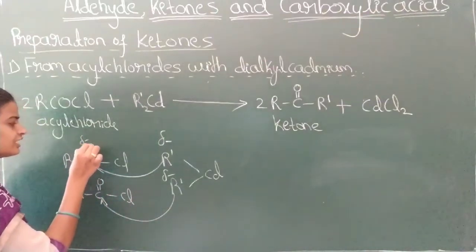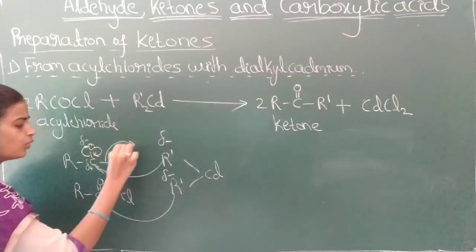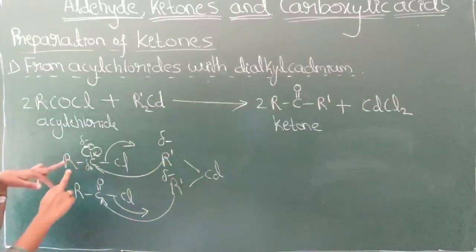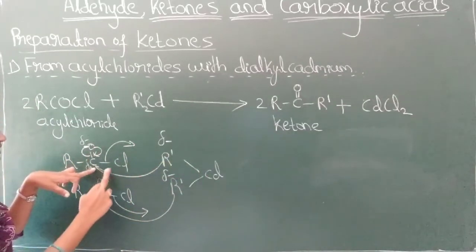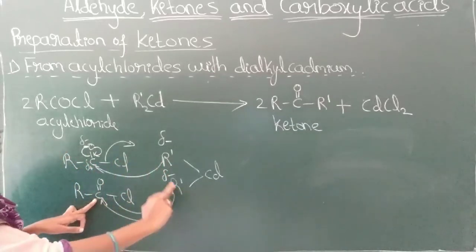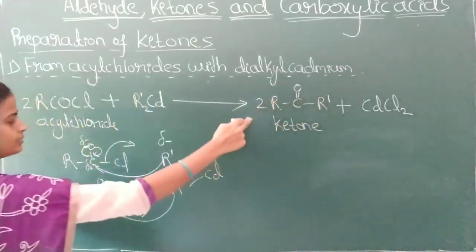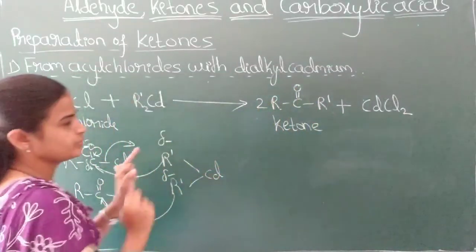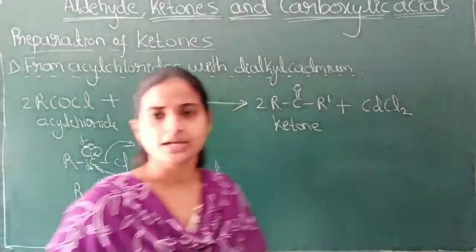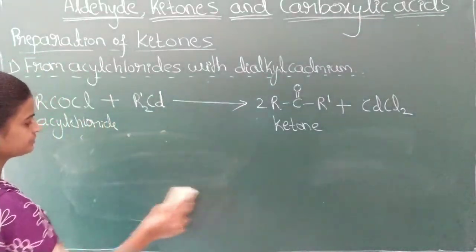Then the bond shifts here. Again back bonding takes place. The bond will shift back here, and the chlorine will go out with the cadmium. You got it now? To the RCO, R dash is attached, and to the other RCO, R dash is attached. Therefore, I have written RC double bond O R dash 2 times. And these 2 Cl's will get eliminated with the cadmium to form cadmium chloride as a side product. Students, this is the path of the reaction.